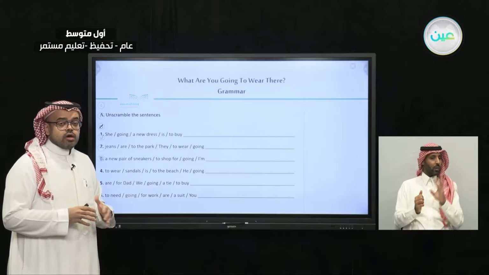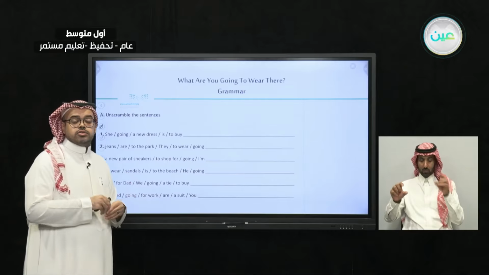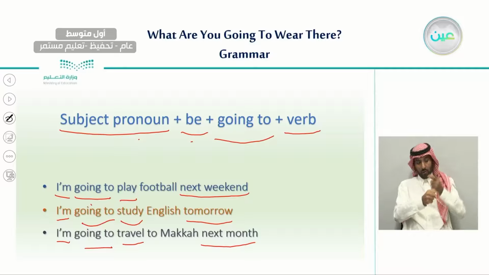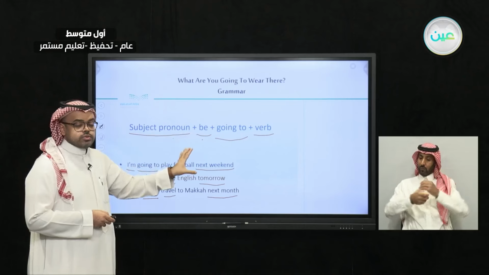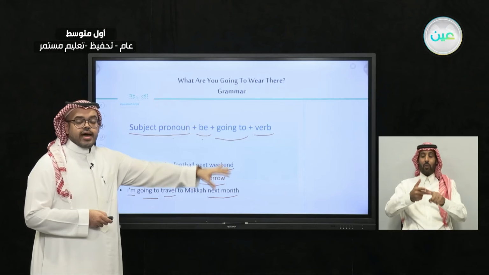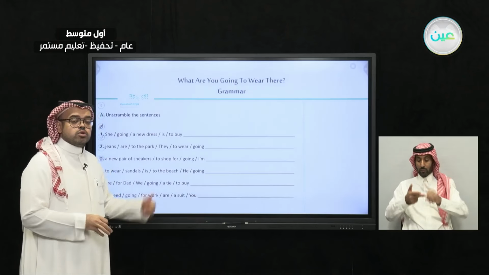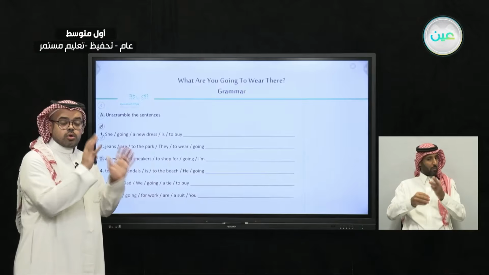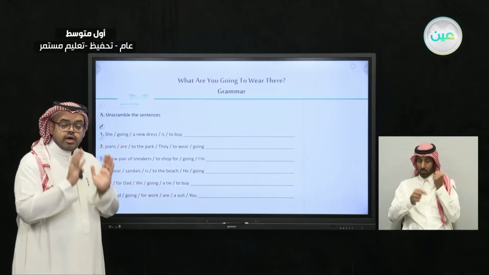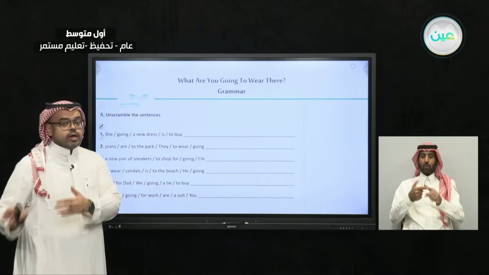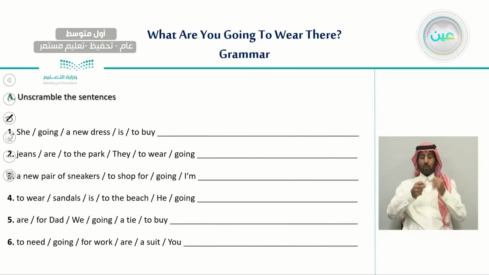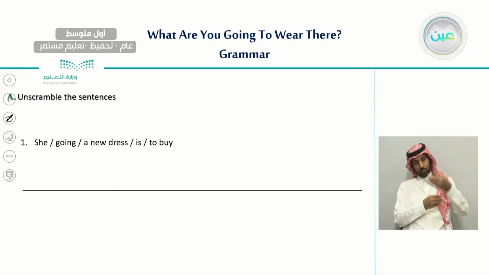And how can we unscramble them? By starting, as we have said here, with this form. So we must start with a subject pronoun, a verb to be, going to, and a verb. And this is exactly what we are going to do here. So let's start with number 1.